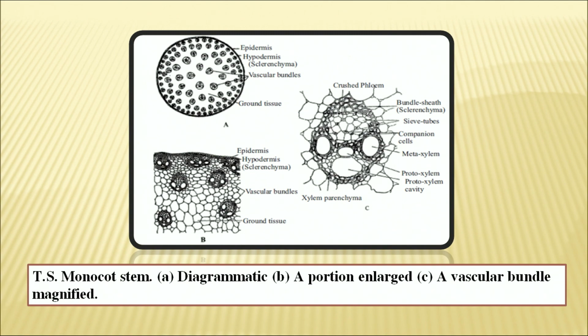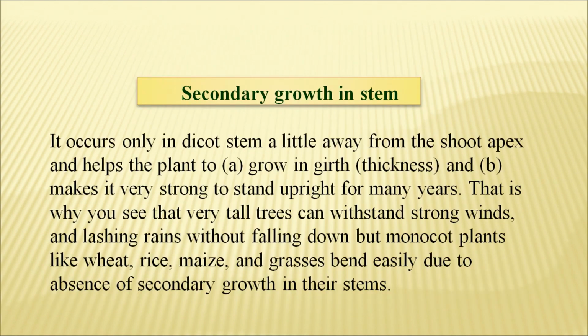And in diagram C, if you see, there are metaxylem, there is protoxylem and a Y-shaped arrangement of the xylem. Then there are companion cells and sieve tubes which represent phloem. Sieve tubes are a component of phloem tissue, and the bundle sheath is called sclerenchymatous in nature. Now, you understand sclerenchymatous, I already told you.